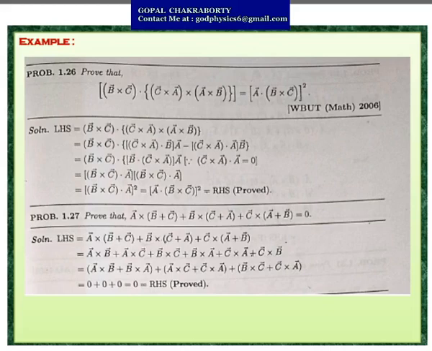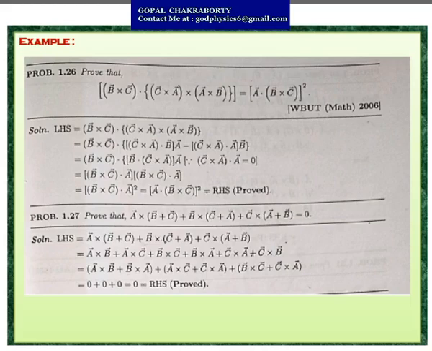Okay. Now the second problem, that is A cross (B plus C) plus B cross (C plus A) plus C cross (A plus B) equals 0. For this kind of problem, you always have to start with your left hand side, then apply the formula. So here in the left hand side, first you simply multiply, it's a cross product: A cross B plus A cross C plus B cross C plus B cross A plus C cross A plus C cross B.